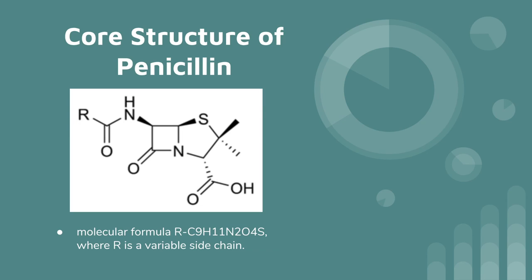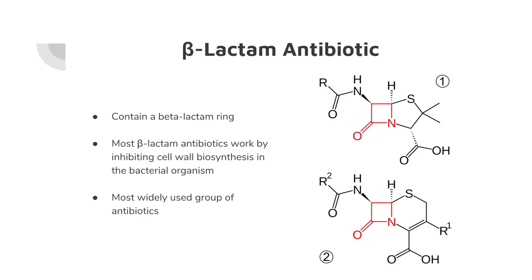For the core structure of penicillin, it has the molecular formula of RC9H11N2O4S, where R is the variable side chain. So if you change the R group, you change the function of the penicillin. All penicillins have intermolecular forces of London dispersion forces, dipole-dipole forces, and hydrogen bonding.